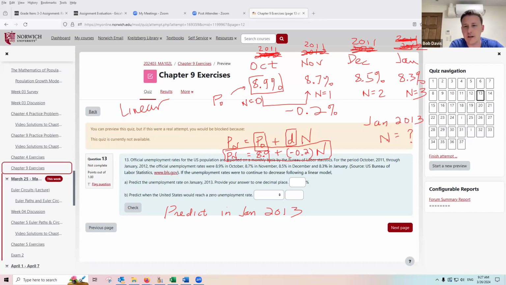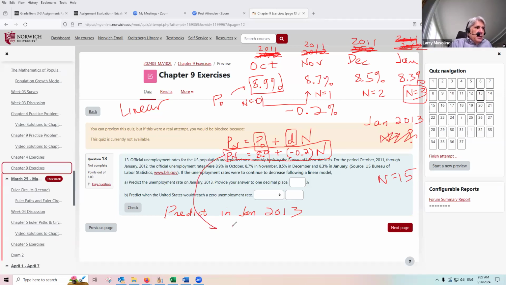Okay, so looking at that, if the last one is January 2012 to January 2013, that's 12 months, plus if that's already n equals 3, so that'd be n equals 15. You got it. So n equal 15 is the month we want. So let me go plug in here. We want P sub 15. All right, that's going to be 8.9 plus negative 0.2 times 15.